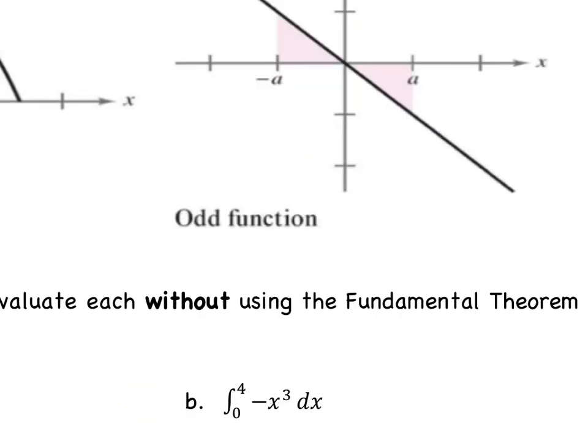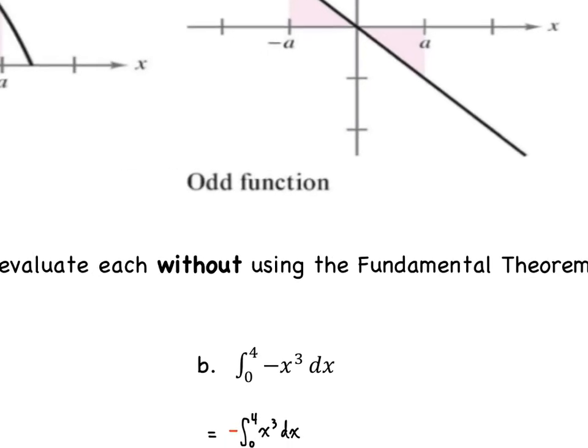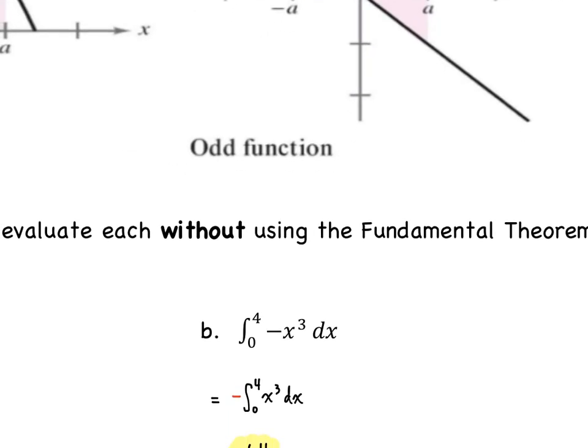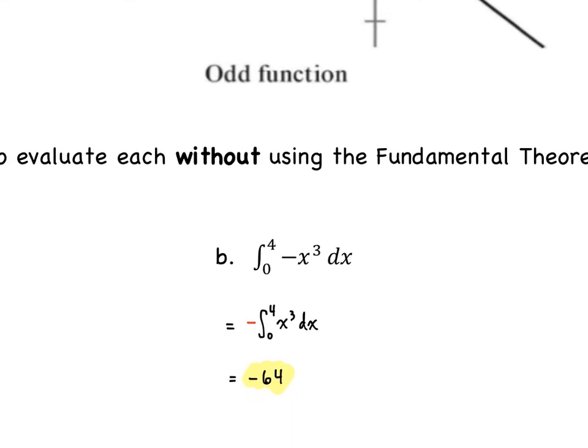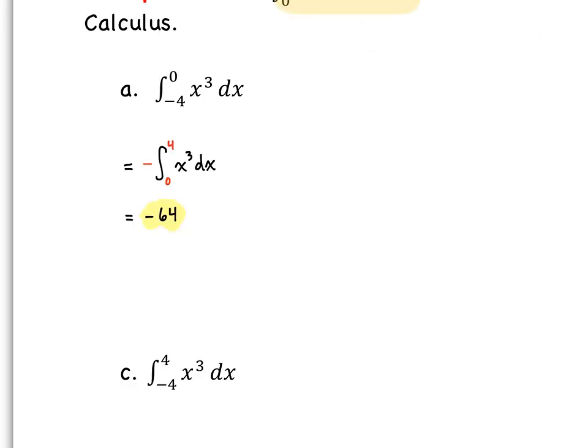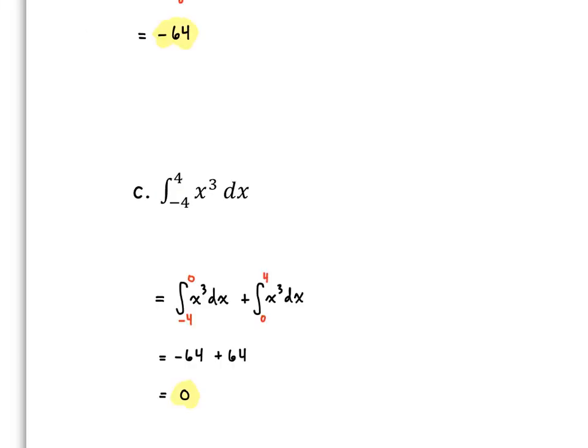Okay? Take a look at b and see if you can figure that out on your own. So if we're looking at the integral from 0 to 4 of -x cubed, well, that's very similar to saying the opposite of the integral from 0 to 4 of x cubed. So again, we should get -64 as the answer. Okay, what about part C? The integral from -4 to 4 of x cubed dx. So go ahead, think about it, and let me know your answer.